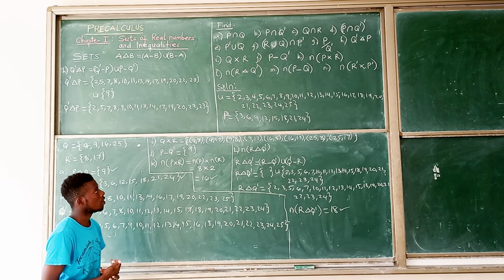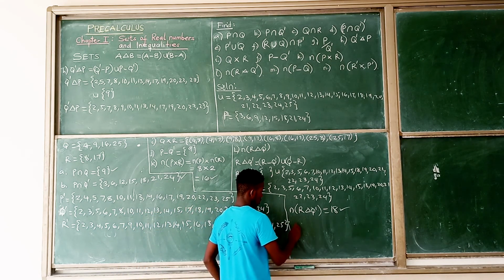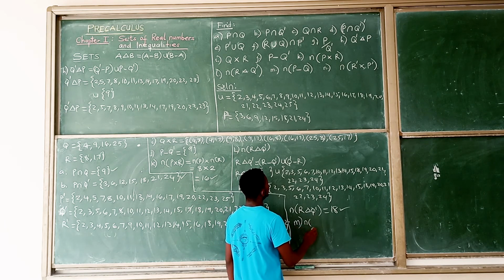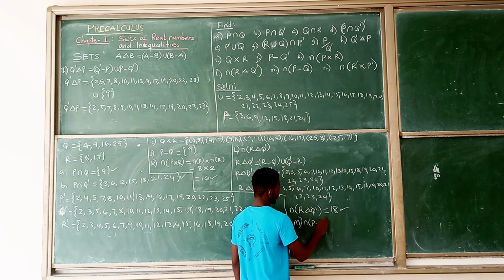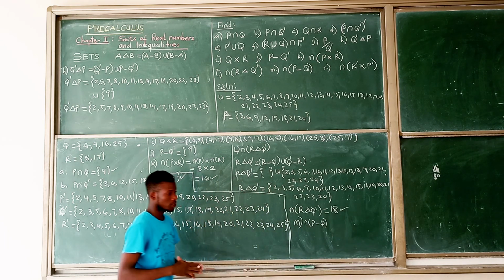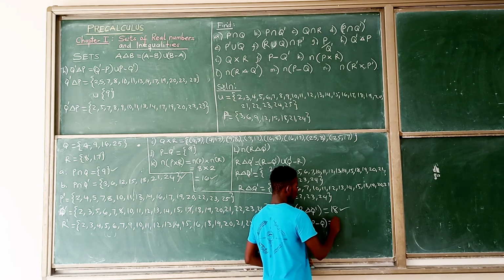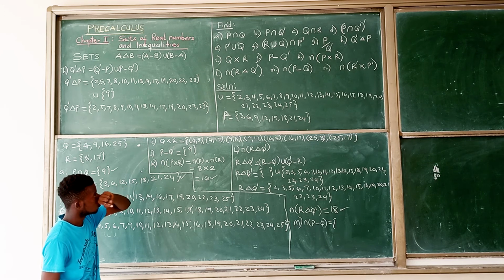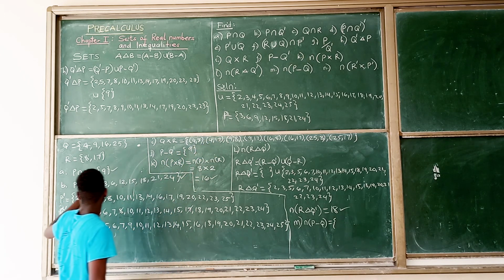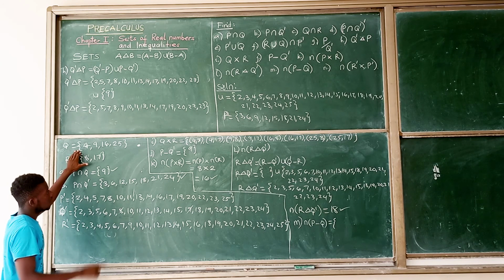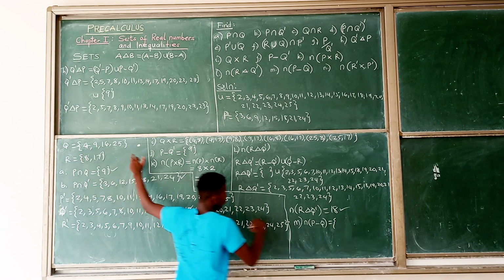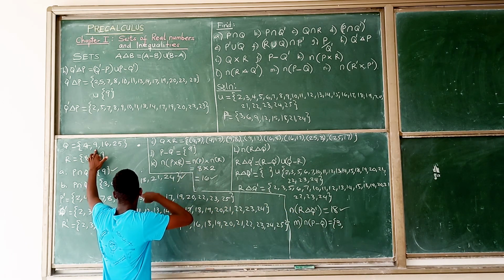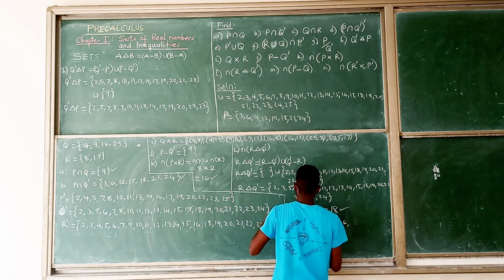And we move on to letter M. Letter M says we should find the number of elements in P minus Q. So P minus Q are the elements that are found within P and that are not found within Q. So what are the elements found in P that are not found within Q? So 3 is in P, so 3 forms part of it. And then 6 is in P and it's not in Q.